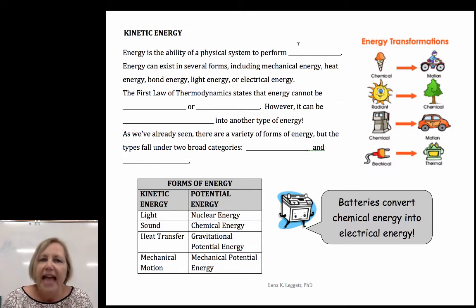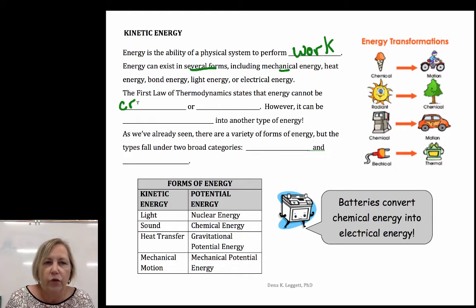Energy overall of a physical system is the ability to do work. So energy can exist in several forms, including mechanical energy, heat energy, bond energy, light energy, electrical energy, and so forth. Now, the first law of thermodynamics states that energy cannot be created nor destroyed, just like the conservation of matter. We cannot create nor destroy matter.